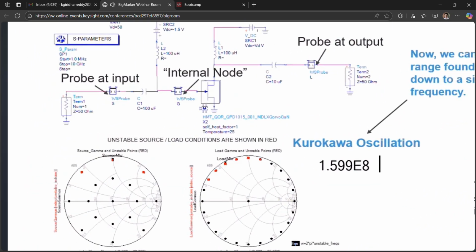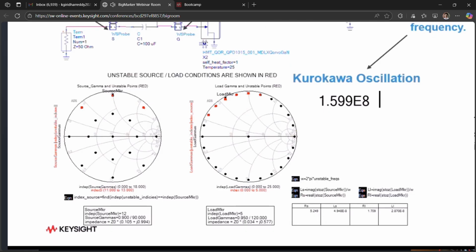So it turns out for each different source, there's a different family of loads that are unstable, and those can occur at different frequencies. So I just picked one source and one load, and I got an oscillation condition at roughly 160 megahertz here. And it turns out this correlates pretty well to the original stability circles. So if you look back at the original stability circles, you can kind of see this same trend. But the difference is here, we know exactly what source and load combination are going to produce an oscillation at exactly what frequency. So this is more precise.